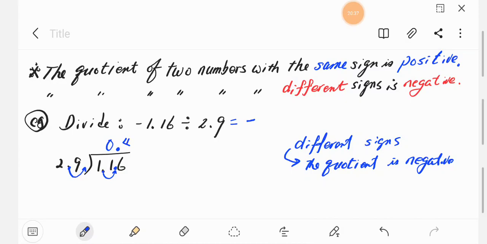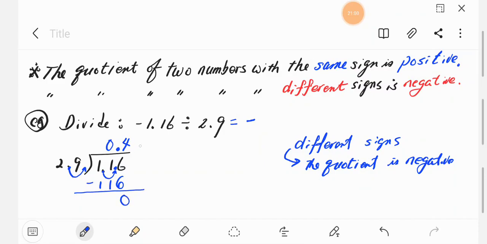5 is too many. If this is 30, then probably this is okay, right? So 4 times 9 is 36, carry 3. 2 times 4 is 8. 8 plus 3 is 11. Yeah, bingo. So subtract, then the remainder is 0.